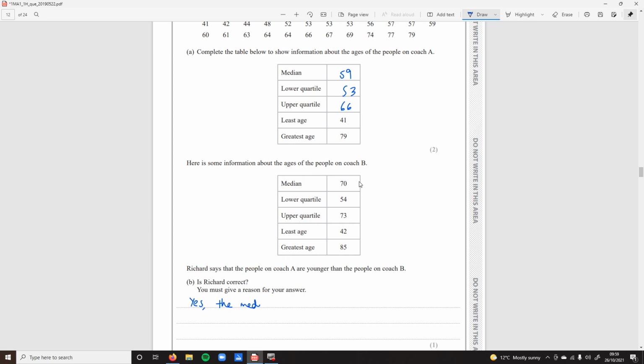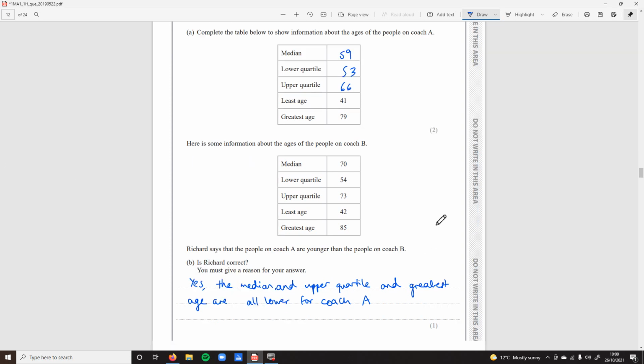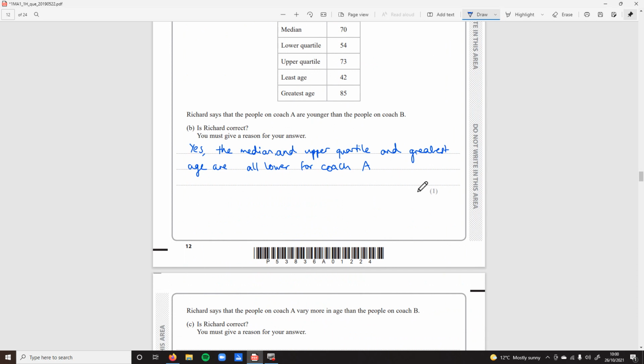The median and upper quartile and greatest age are all lower for coach A. However, I have a feeling you'd need the mean, but I don't know. Right, forget. Don't take any advice from that.